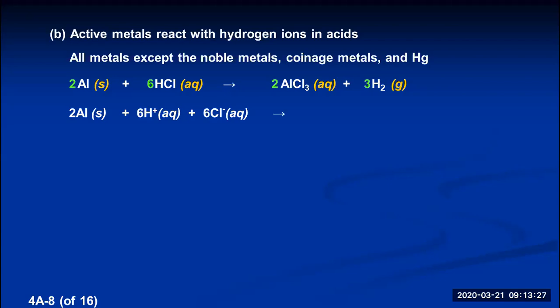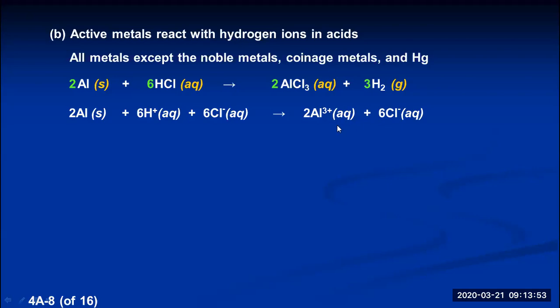On the product side, we have the soluble ionic compound aluminum chloride. They dissociate in water. Each aluminum chloride formula unit dissociates into 1 aluminum +3 ion and 3 chloride ions. Because there's a 2 in front, I'm going to distribute the 2 to each of those. So 2 times 1 would make 2 aluminum +3 ions, and 2 times 3 makes 6 chloride -1 ions. This is written correctly now.